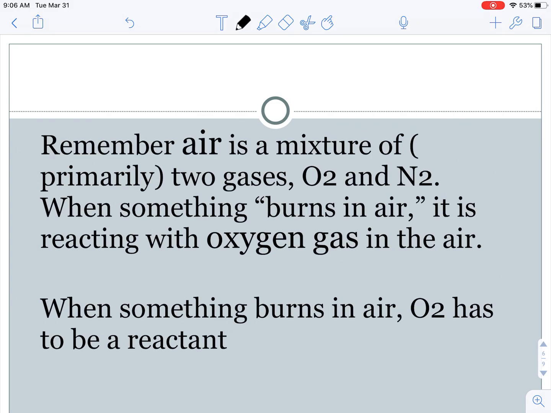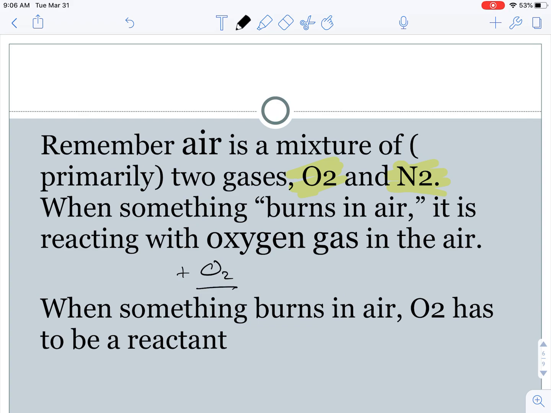All right, one other thing you want to keep in mind is that air is a mixture of two gases, oxygen and nitrogen. So when something burns in air, right, what we're really talking about in that case is oxygen. Even though there are two things that mostly make up our air, when we try to talk about that, we're going to talk about burning in air as O2, right? So something's reacting with O2 because you need oxygen for a fire to happen. So when something burns in air, O2 is a reactant, right?